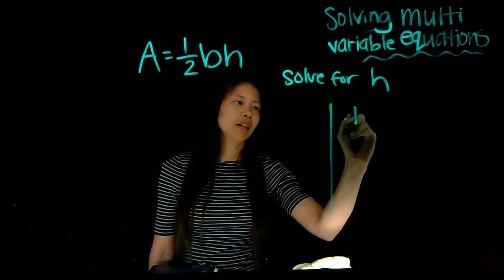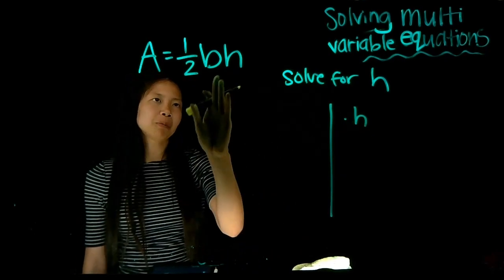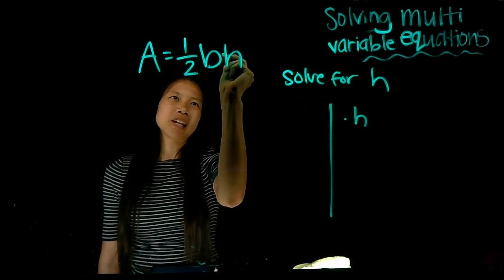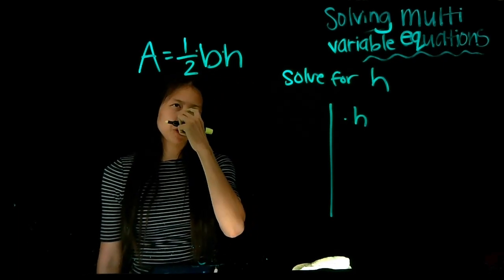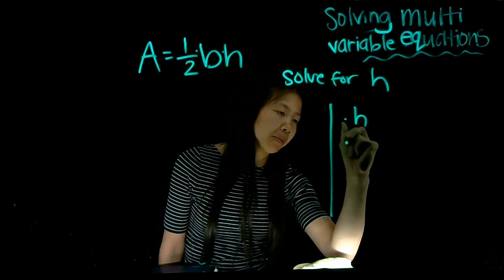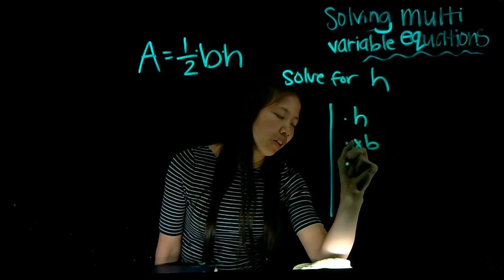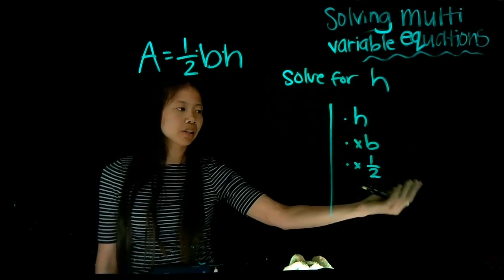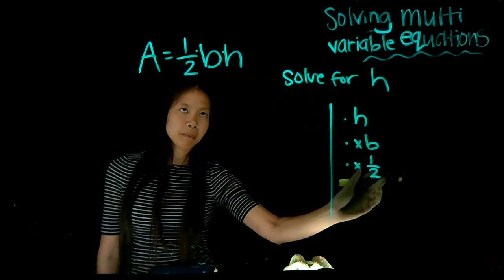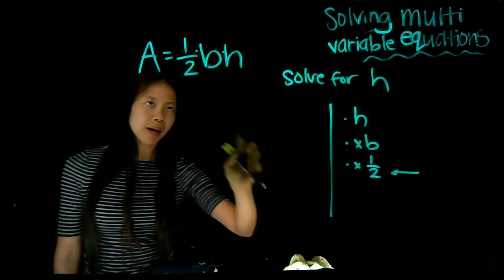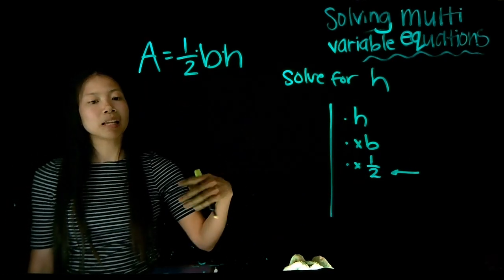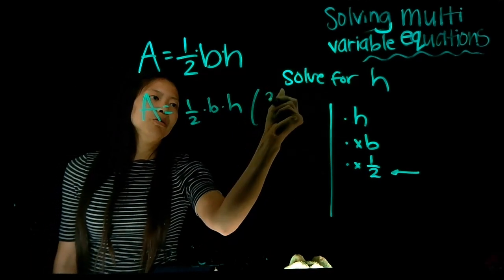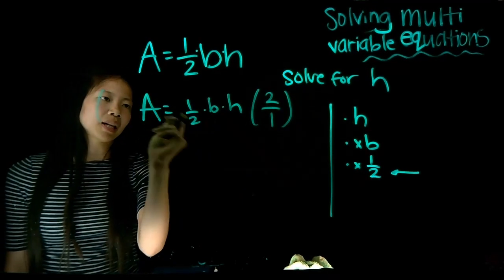So h right now is being multiplied by a couple things. It is being multiplied by b, and it's also being multiplied by 1/2. Because with multiplication the order doesn't matter, I can pick whichever one I want to do first. So I'm going to say it's being multiplied by b first, and it's also being multiplied by 1/2. So let's solve for h. So let's go backwards. Instead of multiplying by 1/2, I'm going to divide by 1/2. Remember, dividing by 1/2 is the same as multiplying by the reciprocal. So I can multiply both sides by 2 over 1, and that will undo a times 1 over 2.